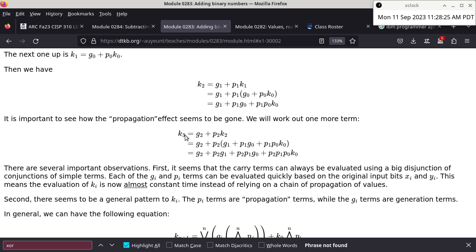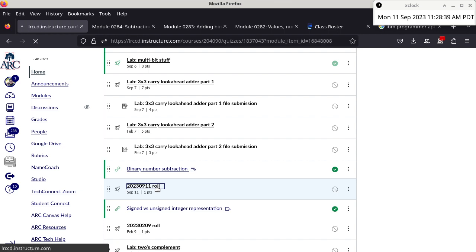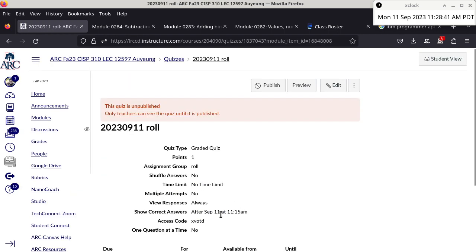Okay, all right. So with this all done, we are moving on to the next module. You can see that I'm really just going through the module one by one. And before we do that, we'll take a short break taking roll. You cannot see it yet. The row is XYQTD, and then I'm just going to publish it now.